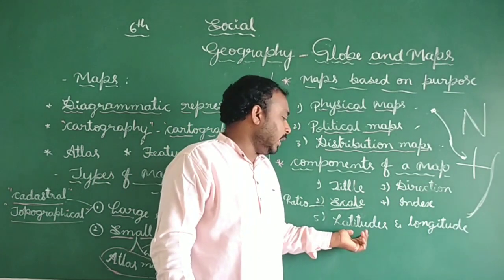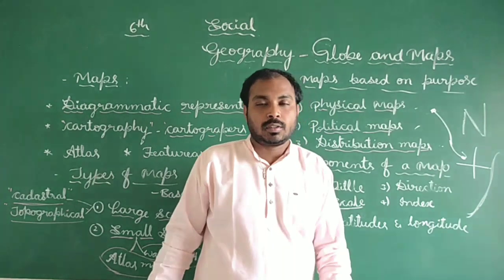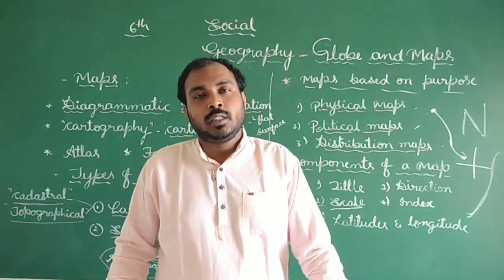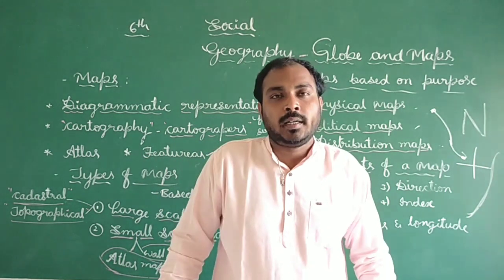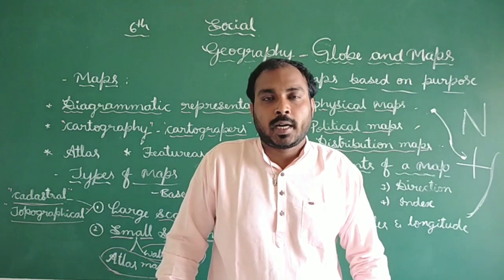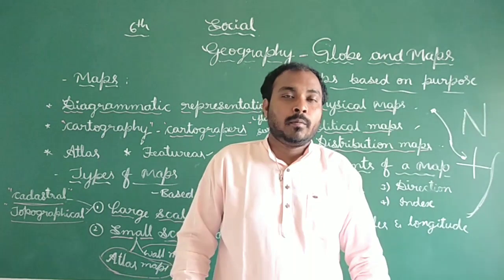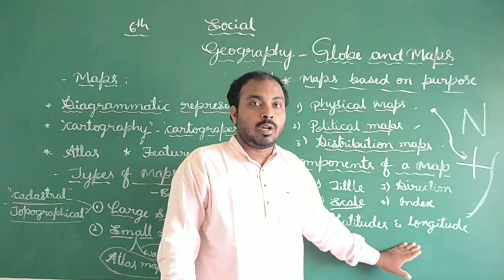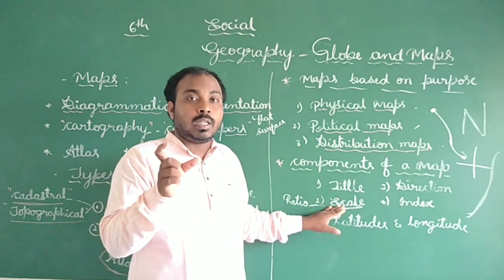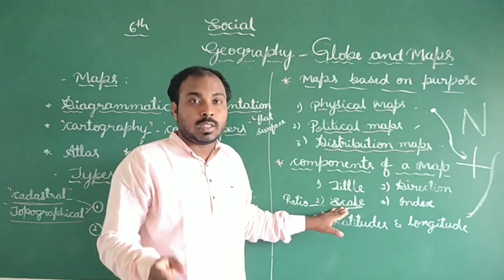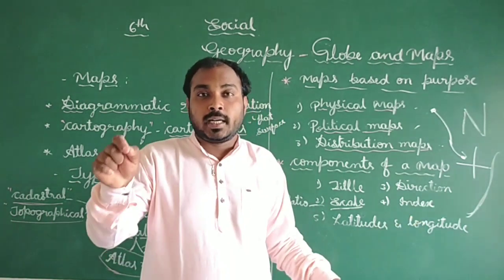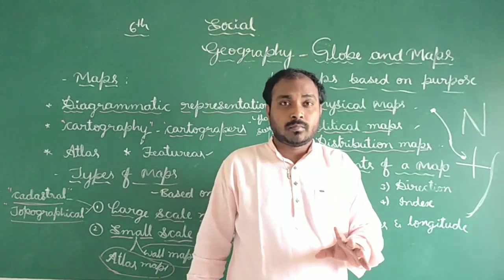Next one is latitudes and longitudes. We already know that these two are imaginary lines drawn on the earth, and with the help of longitudes and latitudes, we can locate places. Scale is used to know the distance between two places, and longitudes and latitudes help us to locate the places. So this is all about maps.